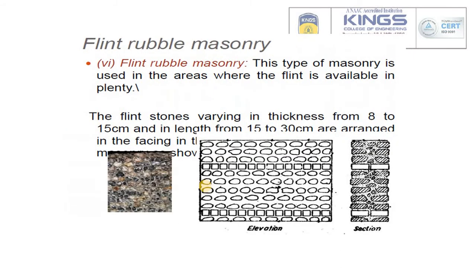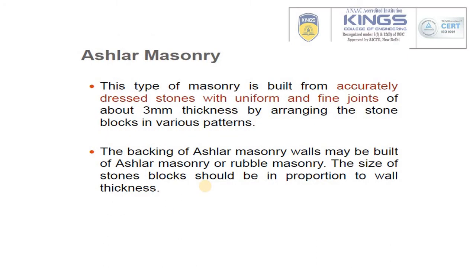After that, flint. Flint is nothing but hard stones of irregular shape. Irregular shaped stones are gathered and cement mortar is applied. After that, we construct the wall. That is called flint rubble masonry. After that, ashlar masonry. The previous types deal with cement mortar application and regular shaping arrangement. Ashlar masonry is accurately dressed stones with uniform and fine joints of about 3 mm thickness, arranged in various patterns.